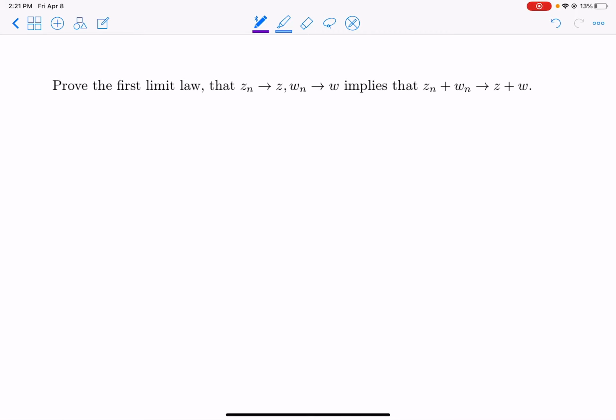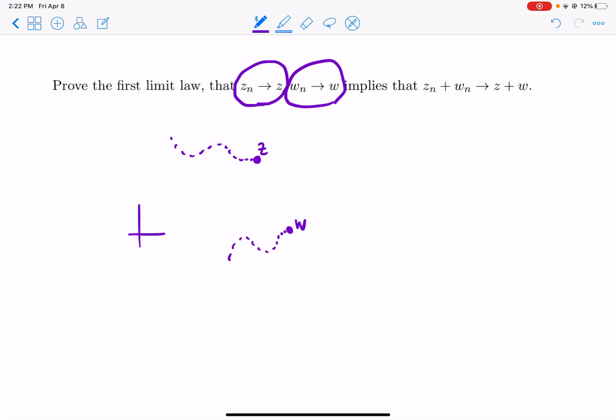Okay, hi everybody. So we're going to prove the first limit law. There's several limit laws in your book, and one of the limit laws says that if we have this limit, the sequence Zn approaches Z, so here are the Zn's, and maybe they infinitely approach Z. And if we also know that the Wn's, maybe these are the Wn's, and they approach some point W, and this is all happening in the complex plane somewhere.